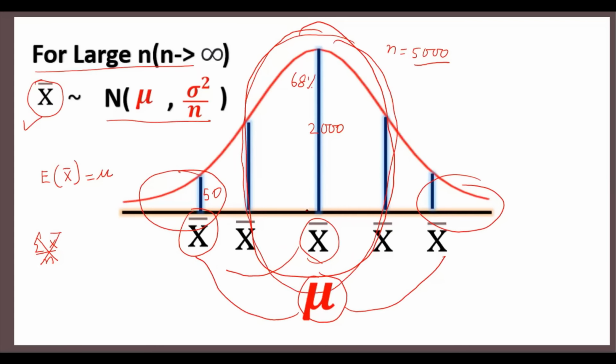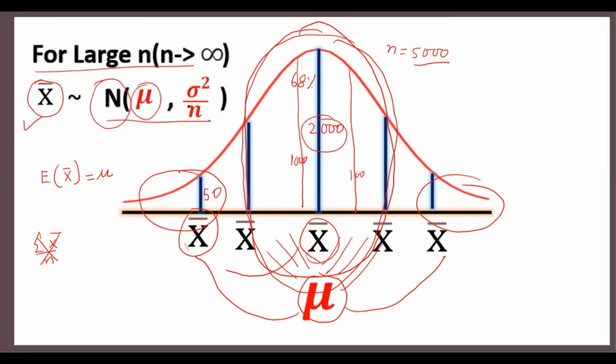If you calculate the number of x bars, I've written 2000 here. If you draw a line here, you may get 1000 again. Here you might get 1000. So the x bars are close to mu. Most of the x bars are close to mu, and very less x bars are far away from mu. That's how x bar follows normal distribution.